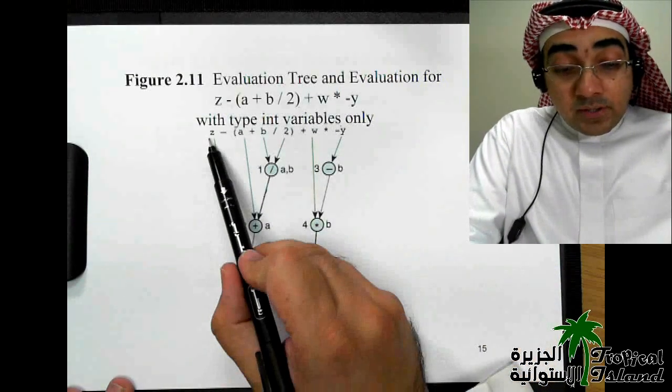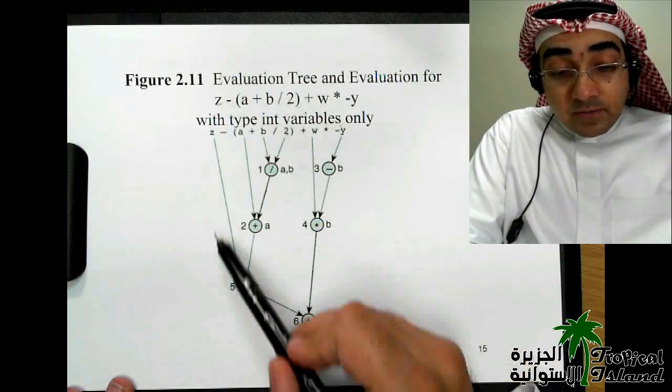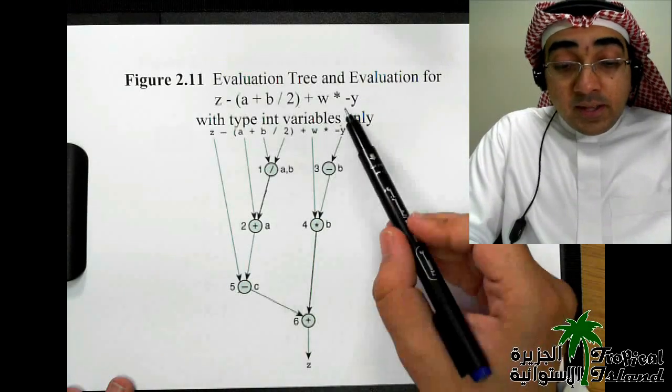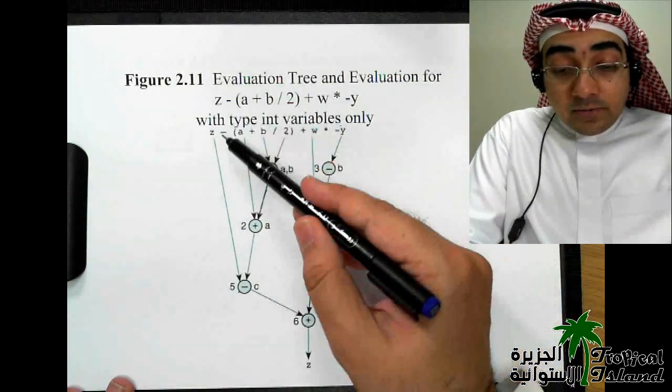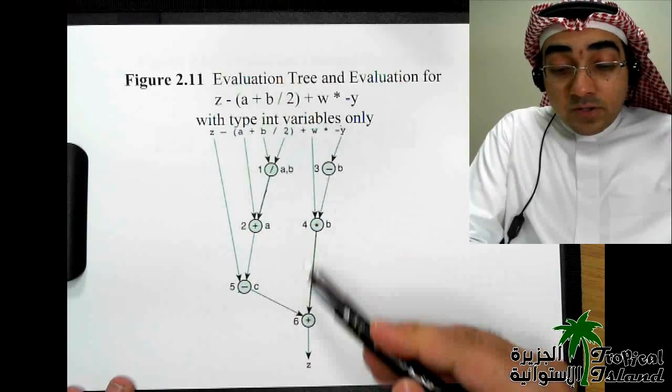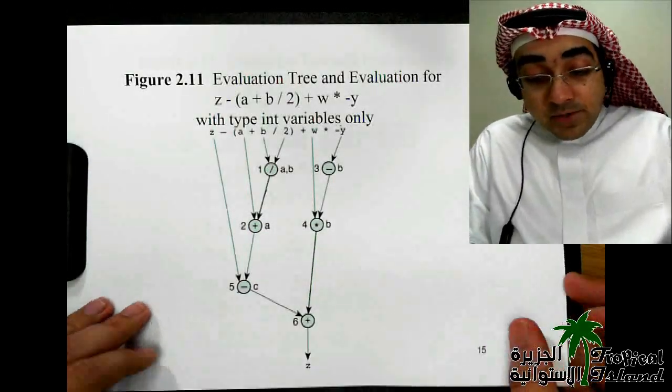And the fifth operation is then z minus the result of the fourth operation. And the sixth operation will be the addition, and you add the entire expression with this expression, and you get the result. Okay, so this is how it goes.